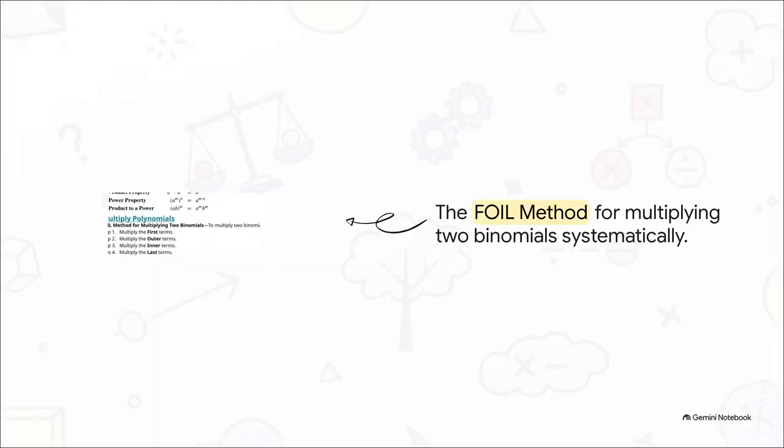You've probably heard of this one, the legendary FOIL method. It's an essential acronym for multiplying two binomials by combining the first, outer, inner, and last terms. By systematically following FOIL, you guarantee that every single part of the first binomial gets multiplied by every part of the second one. It just keeps all your work perfectly organized.